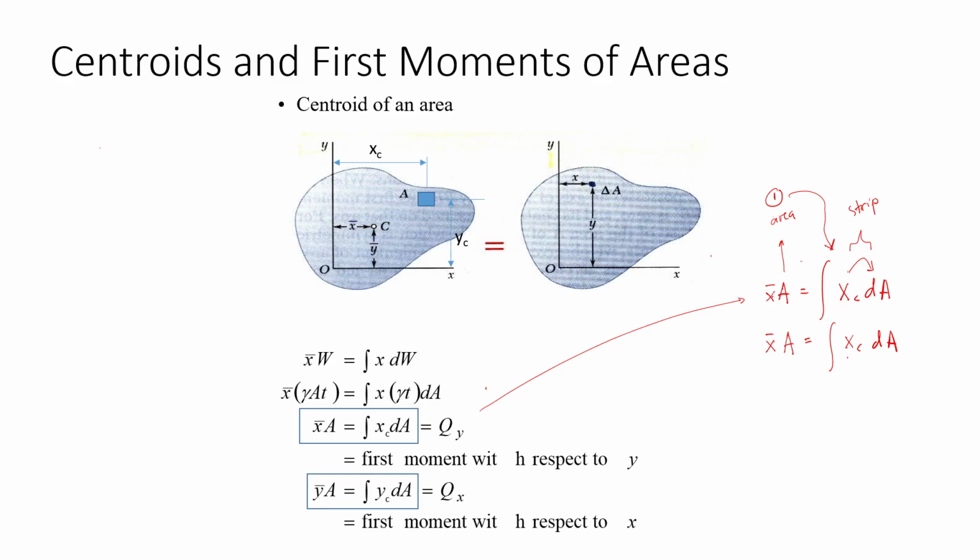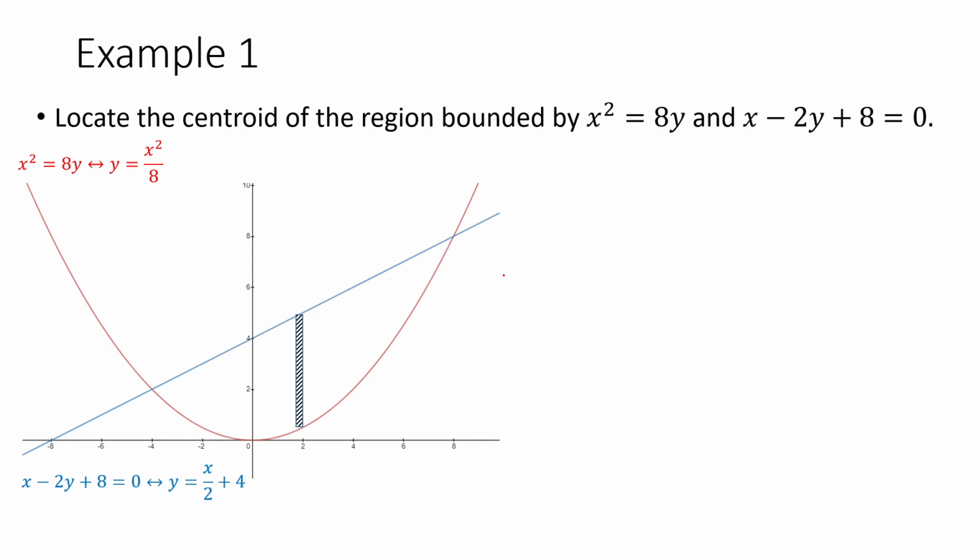So for you to be able to appreciate the formula, let's go to an example. So let's say we're going to locate the centroid of the region bounded by x squared equals 8y and x minus 2y plus 8 equals 0. So kindly take out your calculator again, because I don't have any calculator with me and we're not going to finish if I don't get the answer.